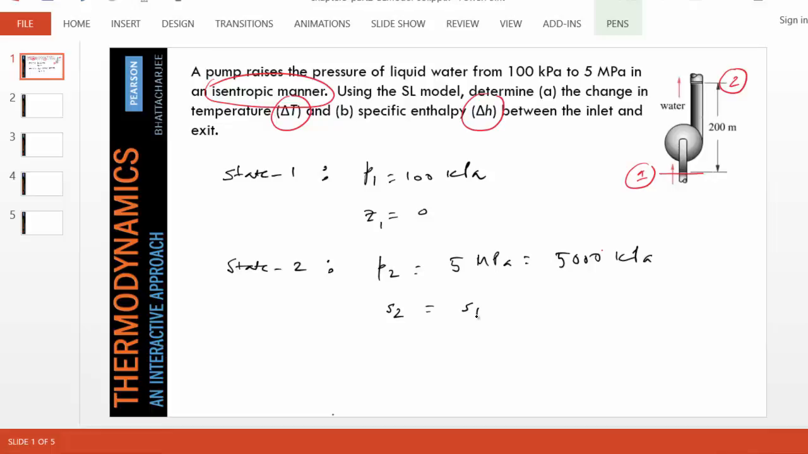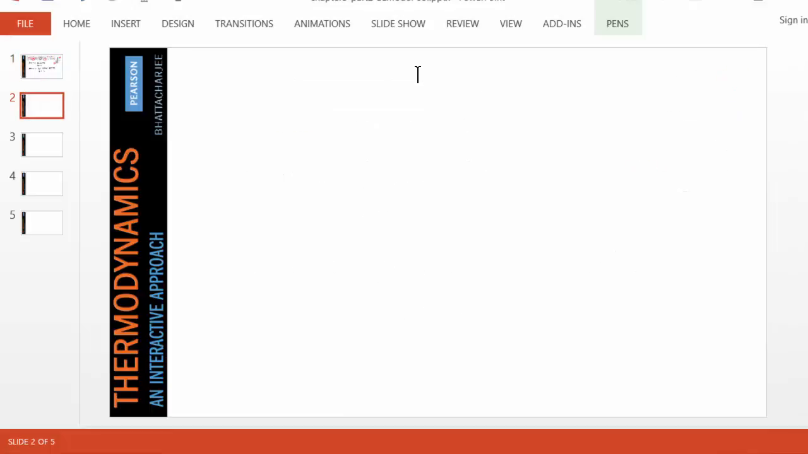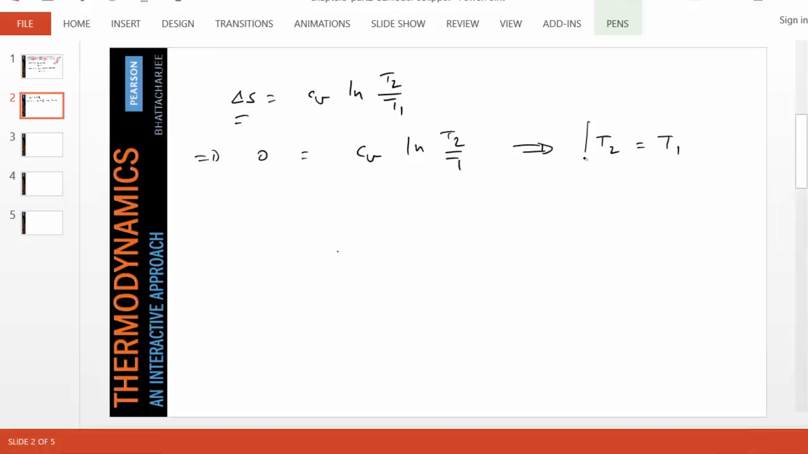Okay. So when you use the SL model, let's recall the formulas for property changes in the SL model. So we know that the entropy change delta S is given by Cv ln(T2/T1). And if entropy doesn't change, delta S equals 0. So immediately we know that T2 must equal T1. Therefore, delta T equals 0, a very trivial solution.